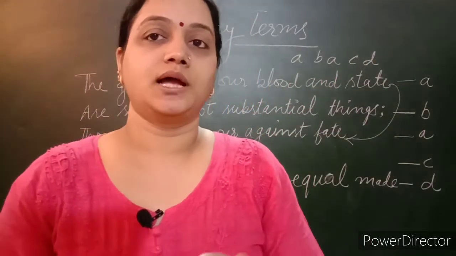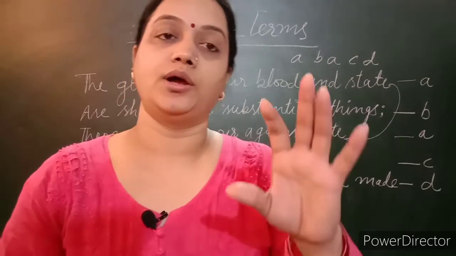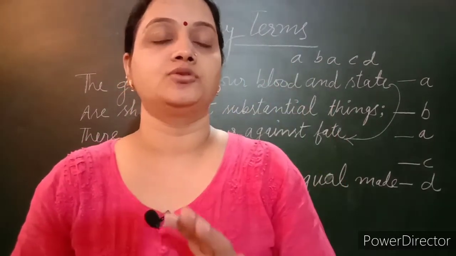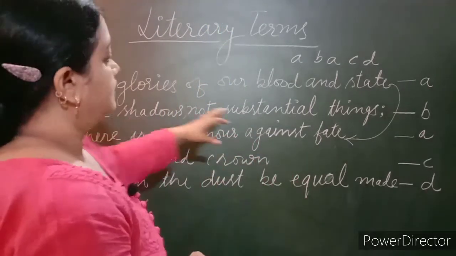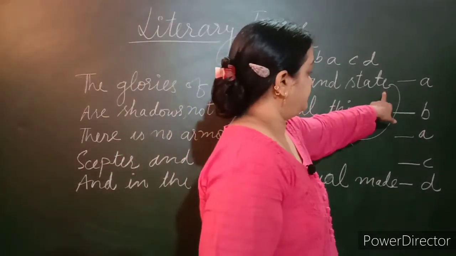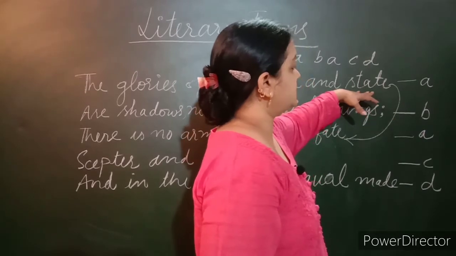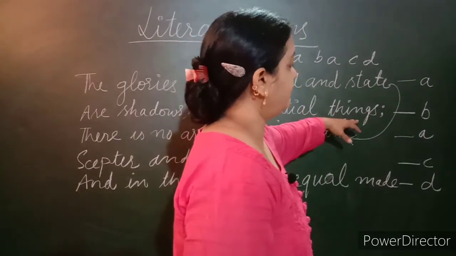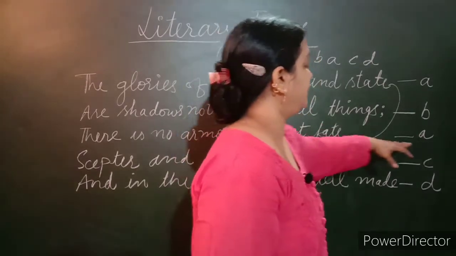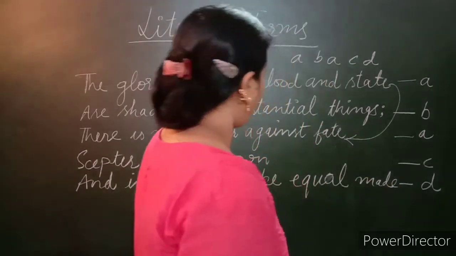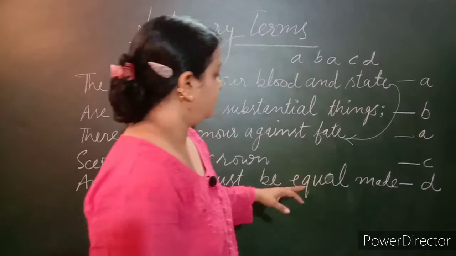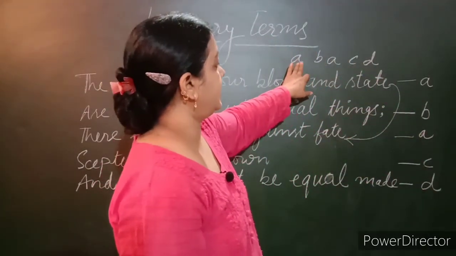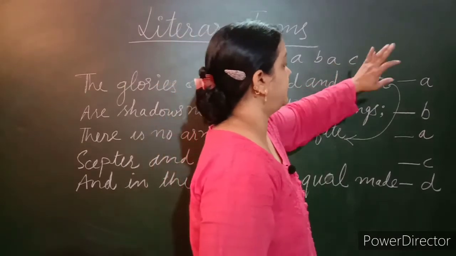Okay students, now you understand how to mark. Now I am again repeating the rhyming scheme, how to mark it. State will be given A, because we have to choose the end word of this line. Things will be given B, fate will be given A, crown will be given C, made will be given D. Now the rhyming scheme is A, B, A, C, D.